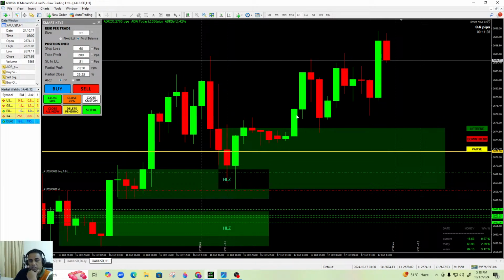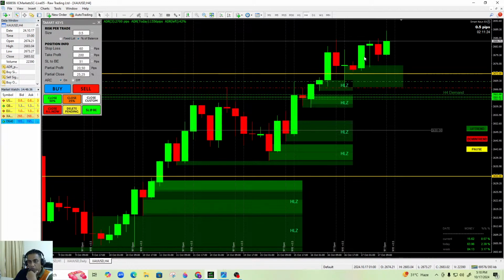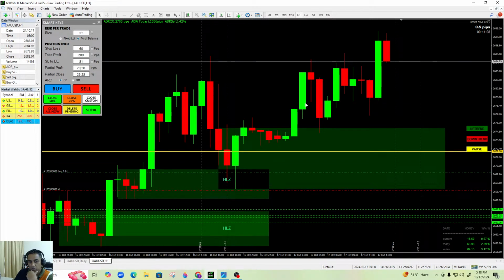I always like to see two same color candles pushing out. On the H4, it's also two same color candles. That's the first candle out of the zone, and then that's the second candle. Above that, it didn't break the low, and it pushed up. On the 1 hour also you see two same color candles pushing out, so that's the demand area.